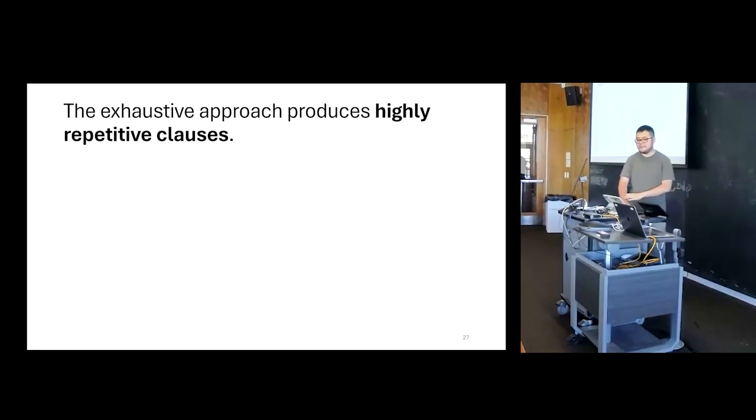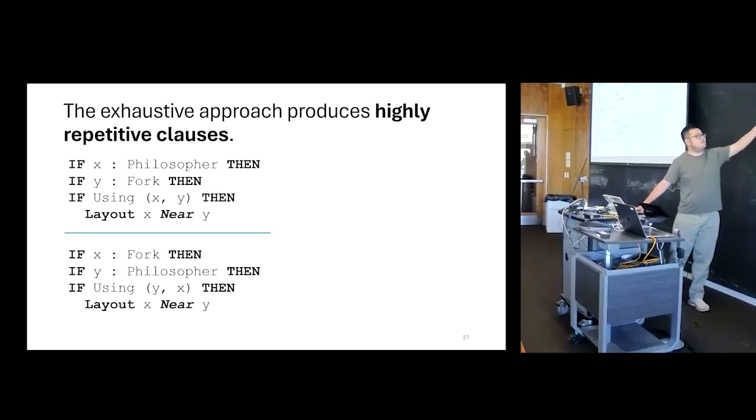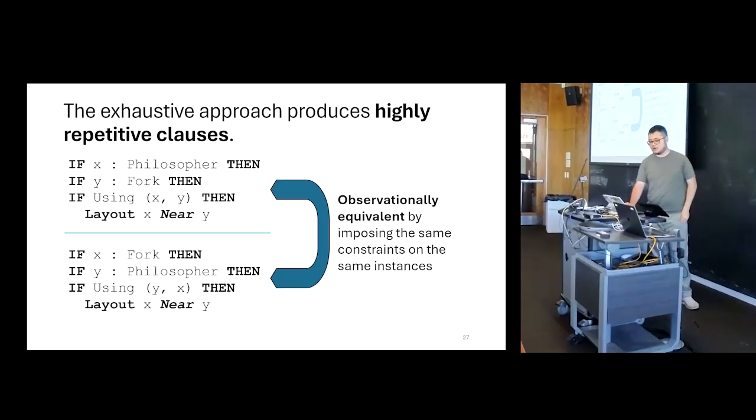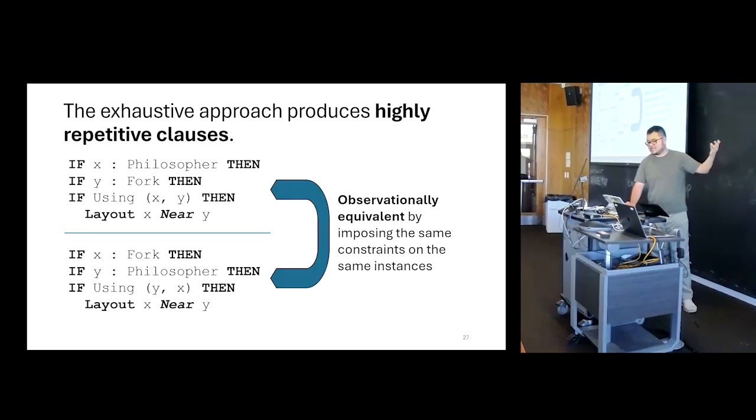One potential problem is that there are many clauses, many of which have repetitive behaviors. Let me show you an example. If X is a philosopher, if Y is a fork, if X is using Y, then X should be laid out to near the shape of Y. We have another clause here that's essentially equivalent to the previous one, except we switch X and Y around. We can tell that these two are equivalent because they impose equivalent clauses on the same instances. The one might say X is near Y, the other might say Y is near X, but they are equivalent. So the idea is we can potentially use this equivalence to prune out some of the redundant clauses.